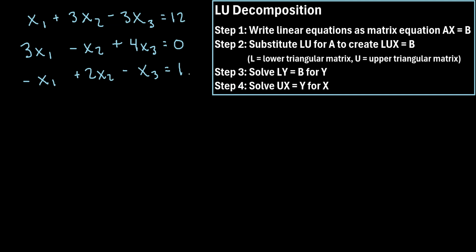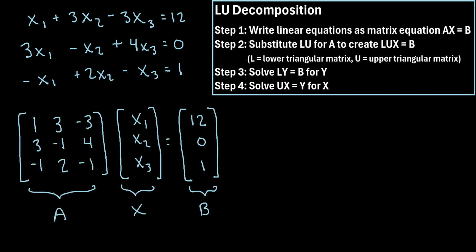So the first step says we need to write the linear equations as a matrix equation AX equals B. So here's how we can do that. Matrix A is going to be our coefficient matrix. Notice that each of the values in this matrix are just the coefficients in the linear equations up here. Then we have the vector X, which is just x1, x2, and x3. And then we have the vector B, which is just the values on the right-hand side of each equation. So that's step 1. We've rewritten the linear equations in matrix form.